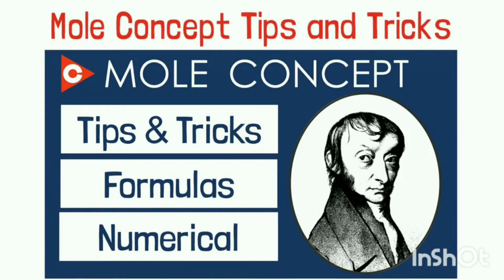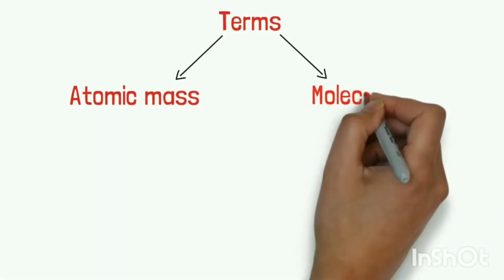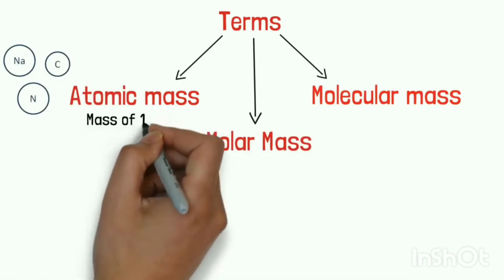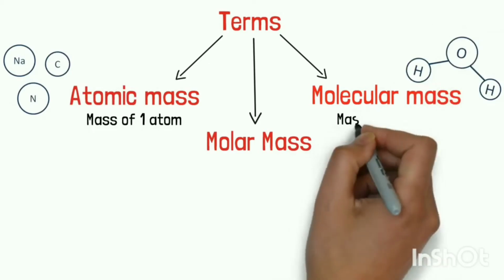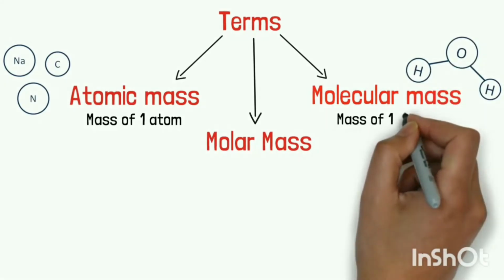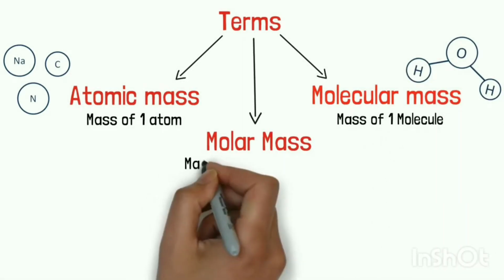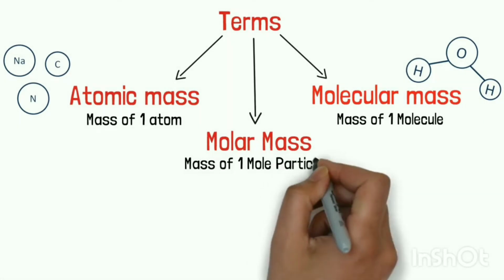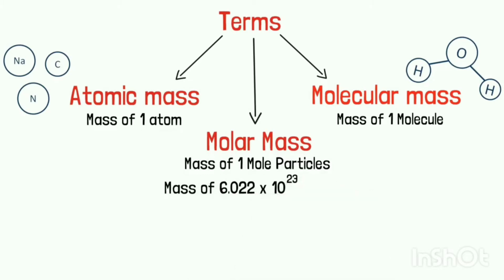So let's start our discussion with a simplified definition of these three terms, that is atomic mass, molecular mass and molar mass. Now what is atomic mass? Atomic mass is the mass of one atom, that is single atom. Coming to molecular mass, it is the mass of one single molecule. The last term, that is molar mass, is the mass of one mole of particles, that is mass of 6.022 into 10 raised to power 23 particles.